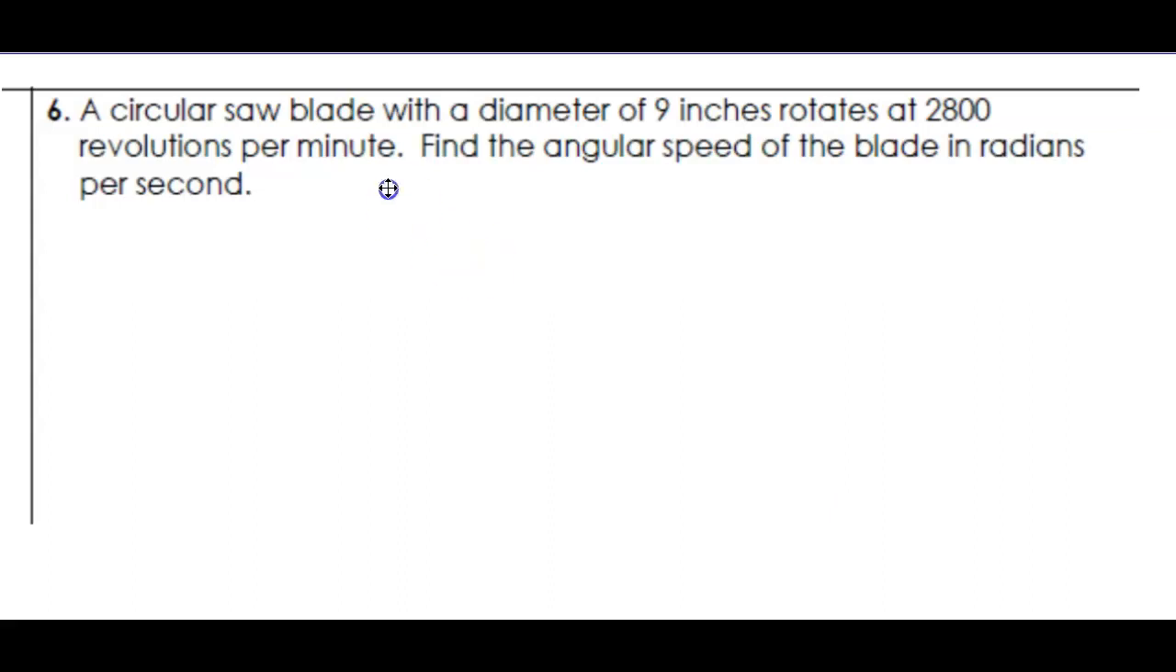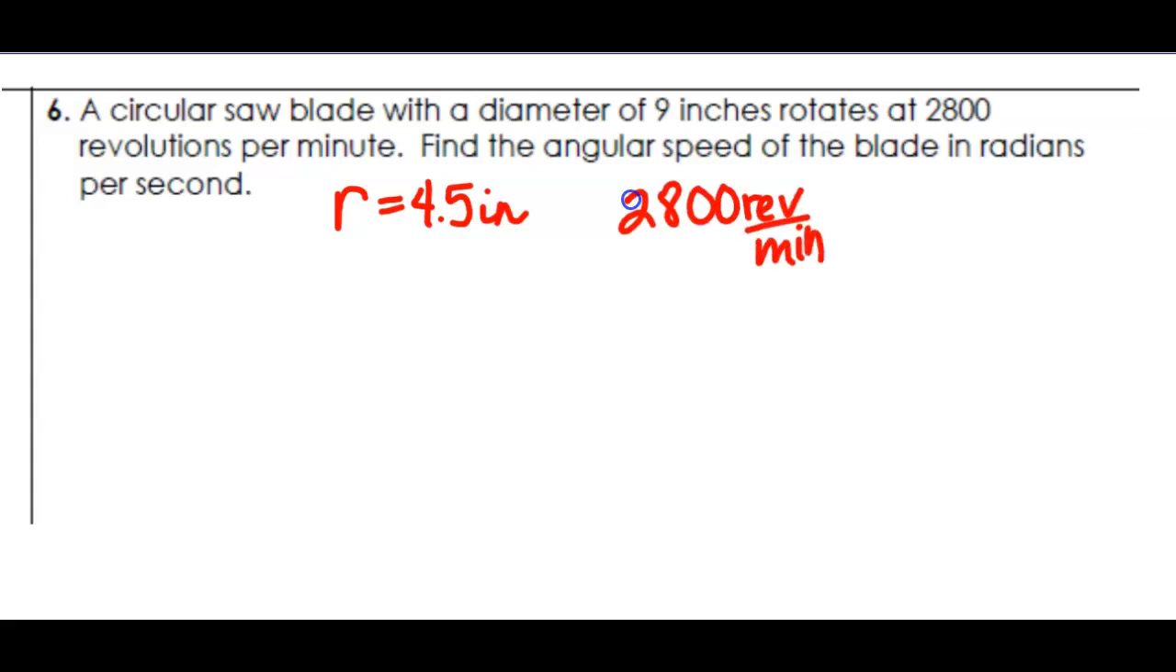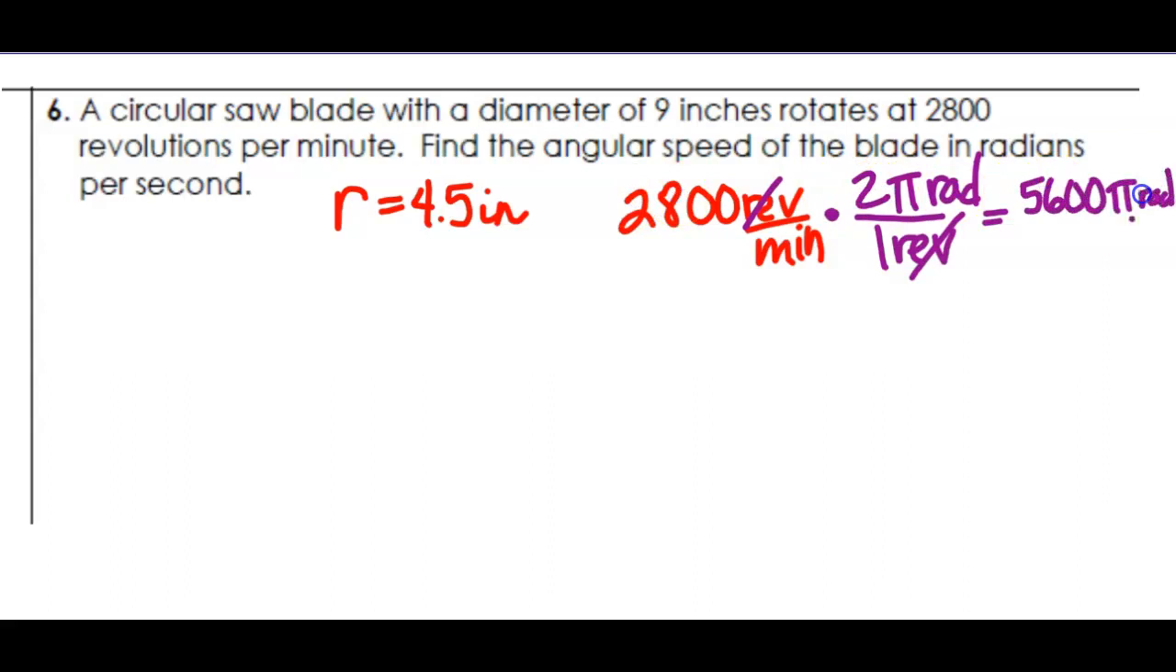This one says a circular saw blade, diameter of 9 inches, so the radius would be 4.5 inches, rotates at 2,800 revolutions per minute. We cannot use revolutions per minute. We have to convert it to radians, so 1 revolution is 2 pi radians. Revolutions divide out. Multiplying across, we get 5,600 pi radians per minute.